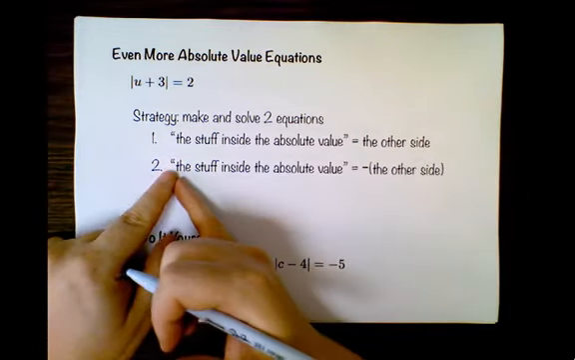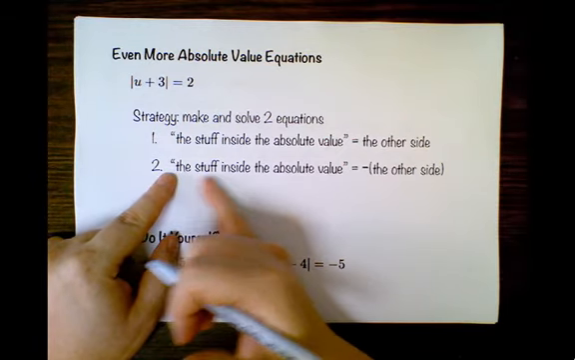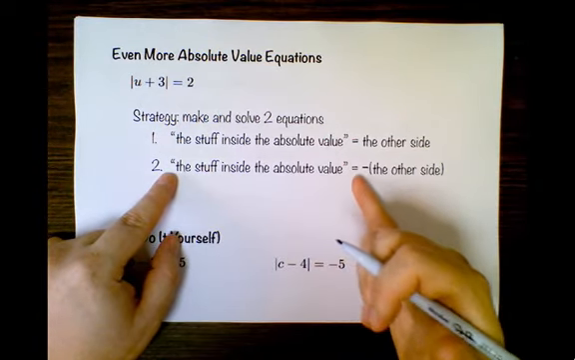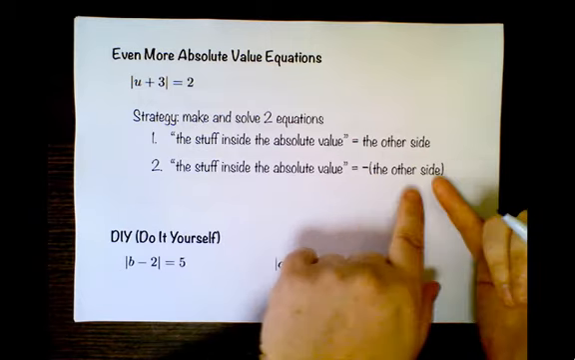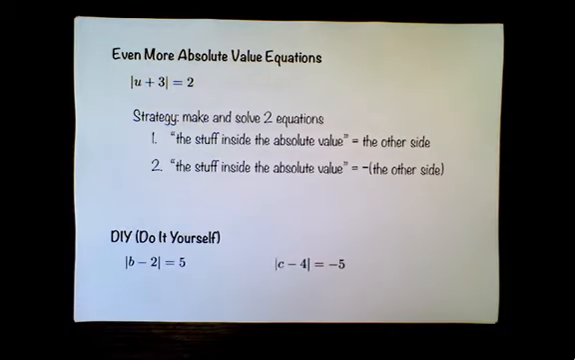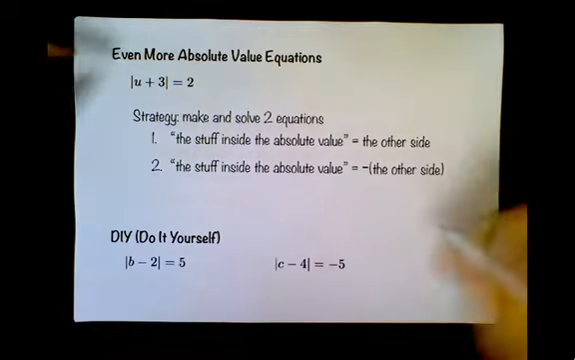You're also going to, for your second equation, take the stuff inside that absolute value and write that it's equal to the negative of the other side. The reason we do this is we don't know whether that stuff used to be positive or negative. It would work either way, so we have to try both. We have to show both ways.